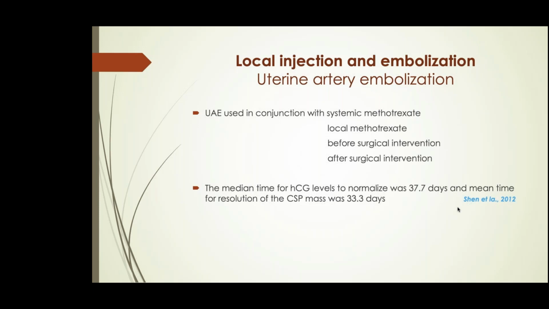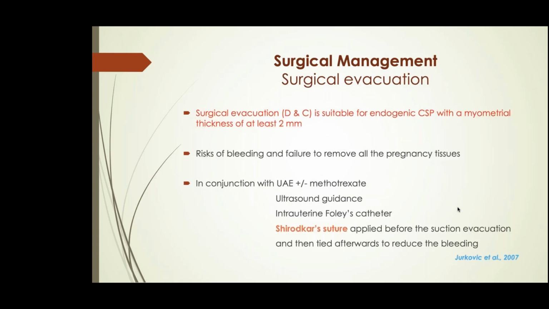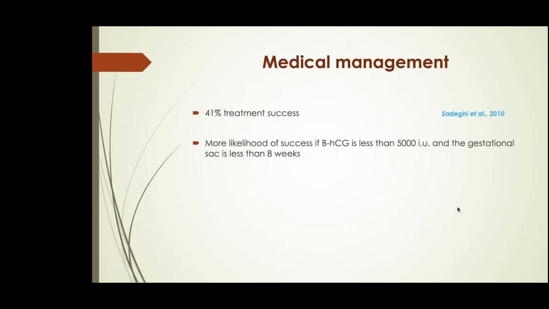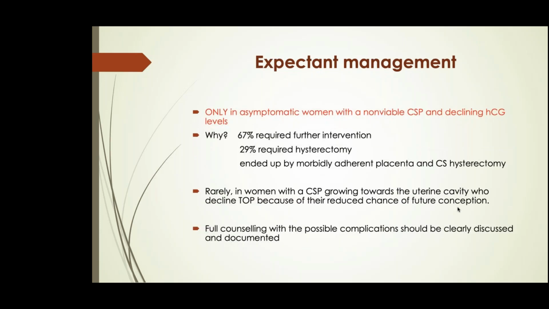Okay. So again, this is the local injection and the embolization. The many treatment options that you have can be a little confusing, but I will try to summarize them so you can grasp what we can do. So now we talked about two things: the expectant management, and we said that it's only in a non-viable pregnancy with declining beta HCG, and the very rare case of a woman who has no other chance of getting pregnant, and this is her only hope to have a child. This is an exceptional scenario.